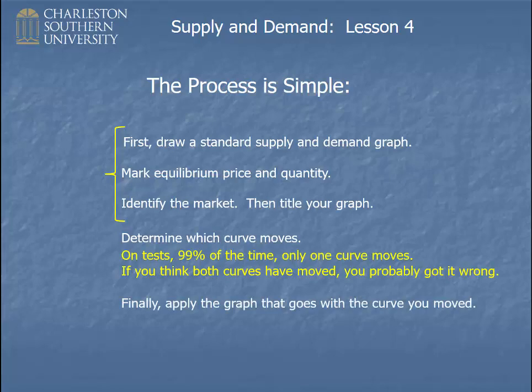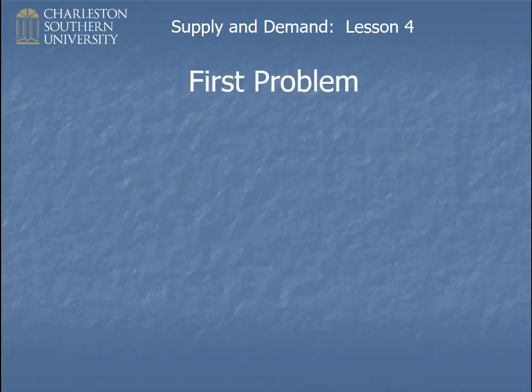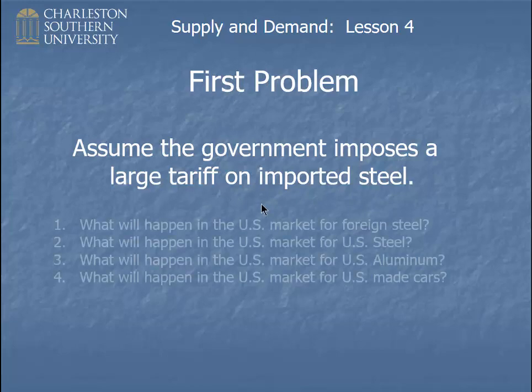Finally, apply the graph that goes with the curves you've moved and just answer based on those graphs that we did in lesson 3. All right, so let's try one. Assume the government imposes a large tariff on imported steel. In case some of you don't know, a tariff is simply a tax, but the tax is imposed only on imported steel. There's no tax on domestic steel.